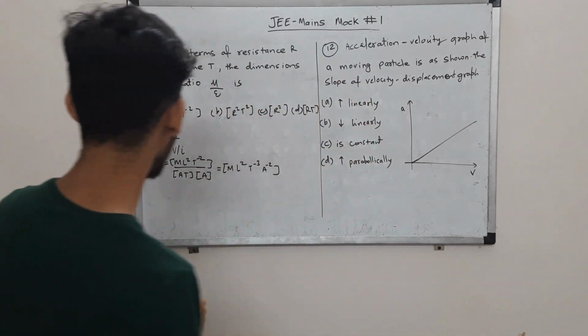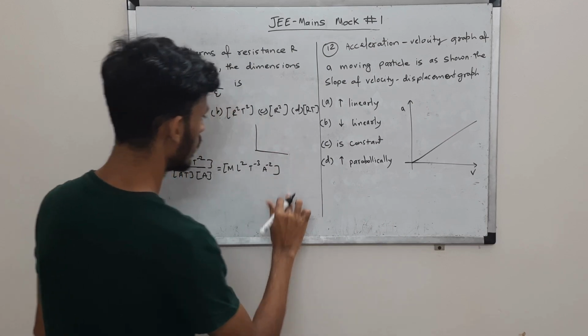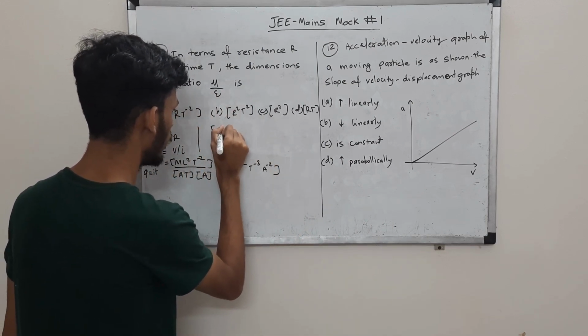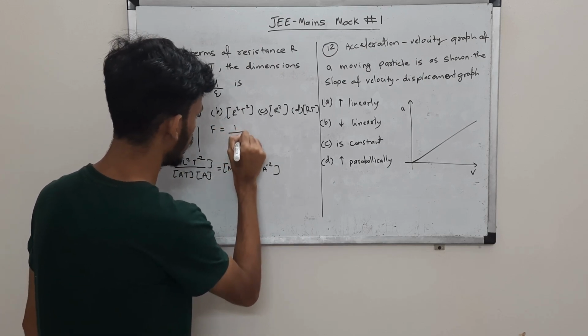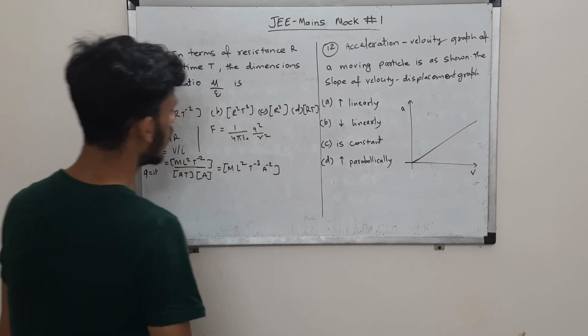First let us find the dimensional formula for epsilon, because that is easy. I believe that is easy. So that will be F is equal to K Q square, or I shall write it as 1 upon 4 pi epsilon naught Q square by R square, right?